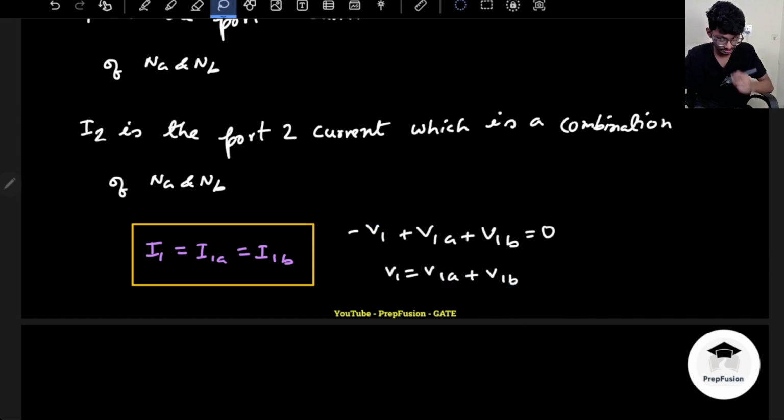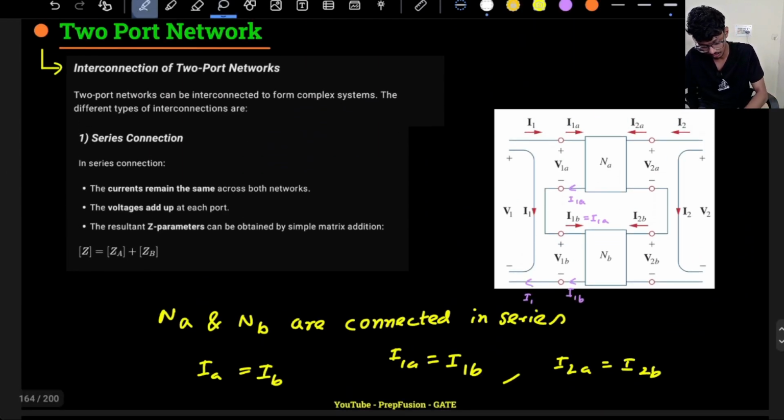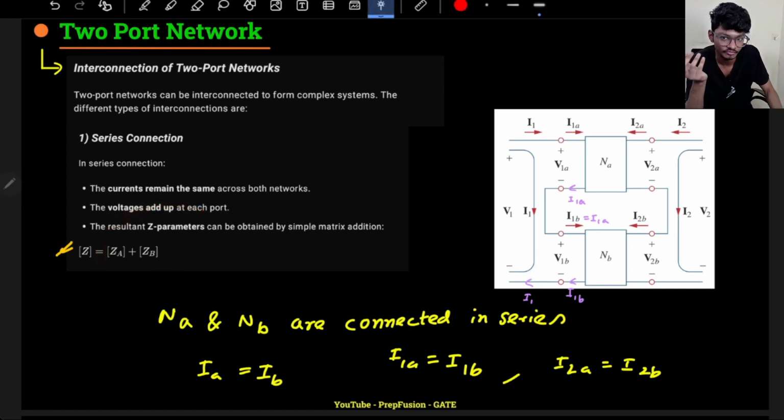Okay, so this is what my voltage V1 is equal to. Now, how is this valid? How is this getting formed? Basically, if two networks are in series, that means my Z parameters will be added. So let me prove to you how it is possible.